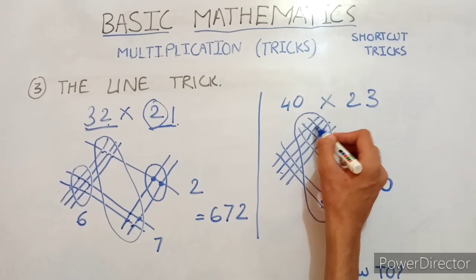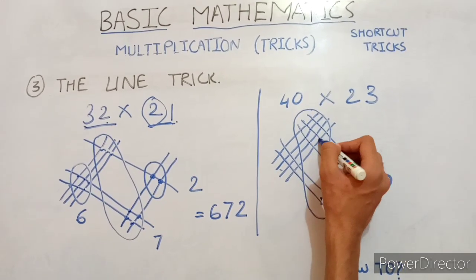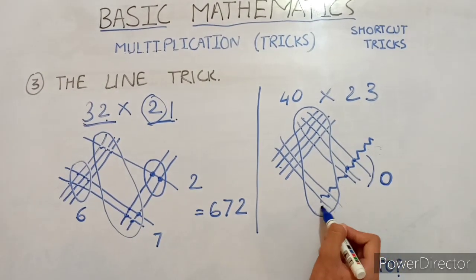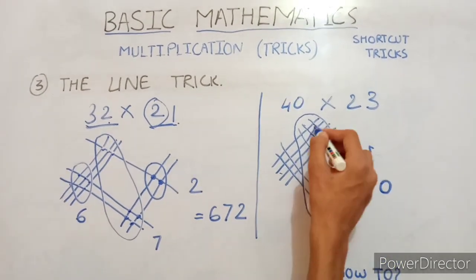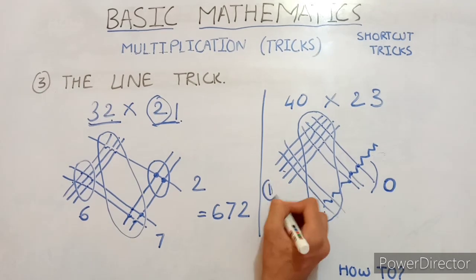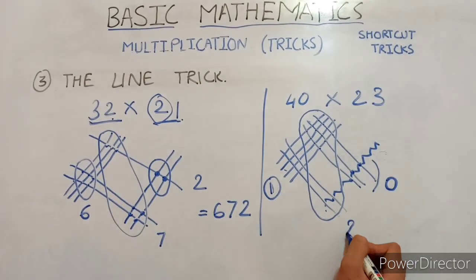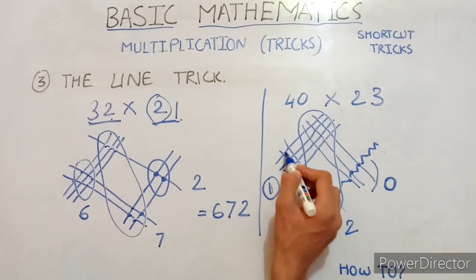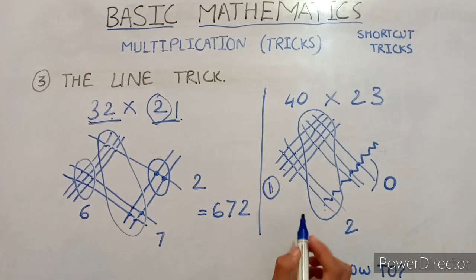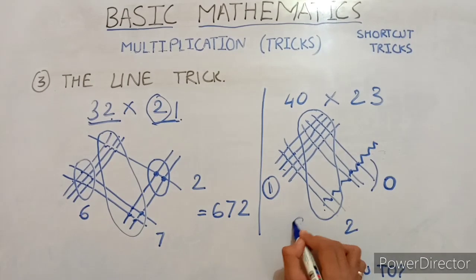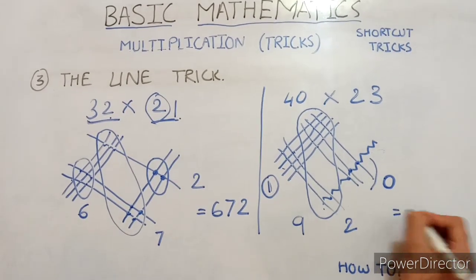Now count this point. 1, 2, 3, 4, 5, 6, 7, 8, 9, 10, 11, 12, and here it is intersecting with the other line, so it will be 0 only. Here were 12, so carry 1 and write 2. Then 1, 2, 3, 4, 5, 6, 7, 8, and then add with this 8, so 8 plus 1 is 9. We get 9, so the answer is 920.